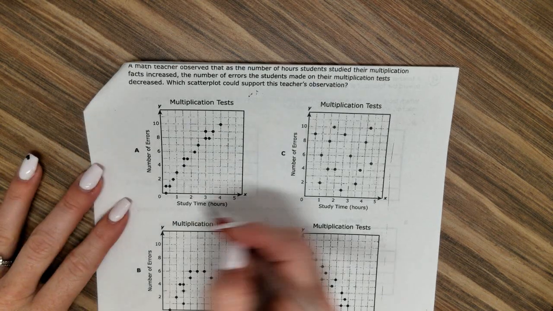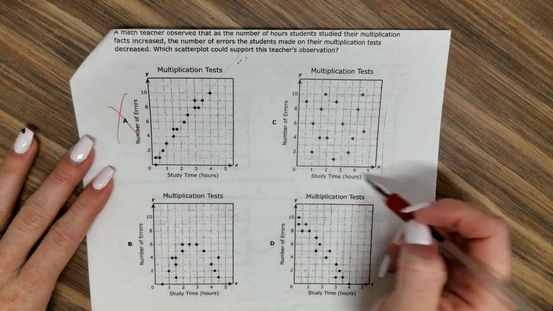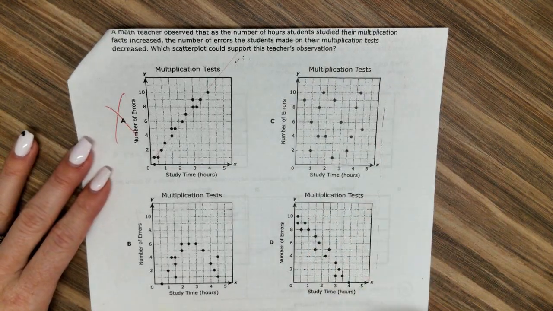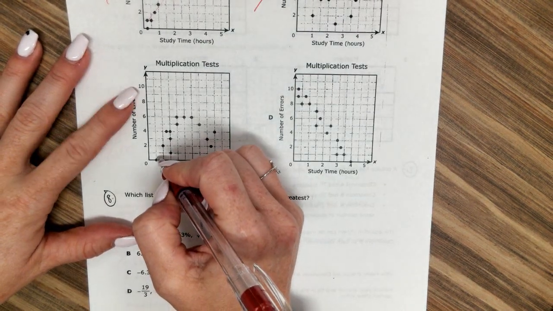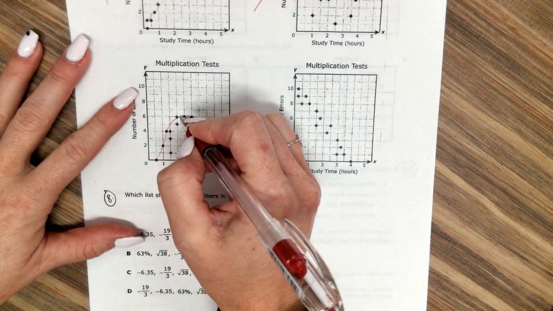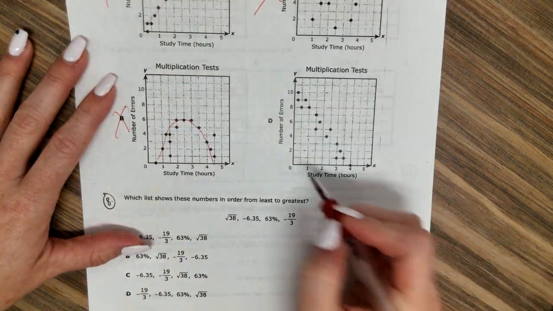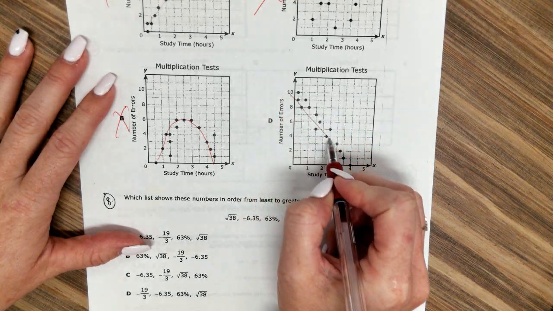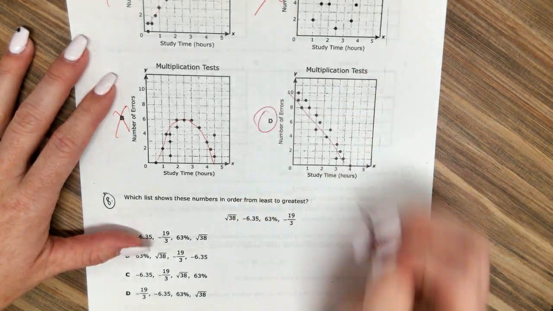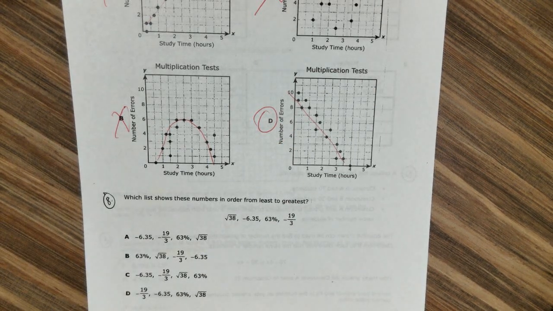Well, this is as they study, their errors go up. This is as they study, nothing changes. This is as they study, their errors go up, and then all of a sudden they drop. No. This is as they study, their errors are going down. That shows that relationship. You have to read the question and just match what it's asking for.